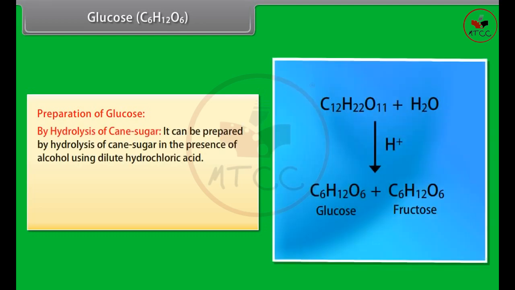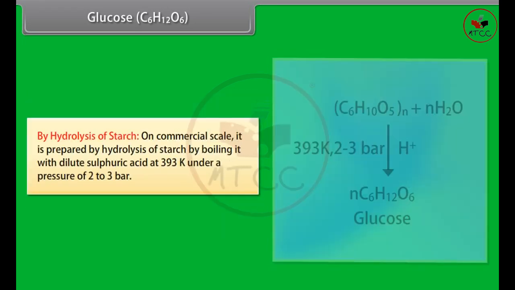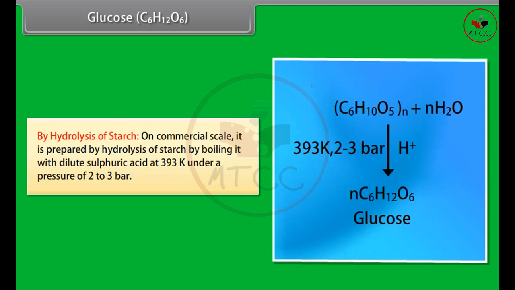It can be prepared by hydrolysis of cane sugar in the presence of alcohol using dilute hydrochloric acid. Glucose and fructose are formed in equal amounts. Glucose is less soluble in ethyl alcohol than fructose, so it crystallizes out. By hydrolysis of starch. On commercial scale, it is prepared by hydrolysis of starch by boiling it with dilute sulfuric acid at 393 Kelvin under a pressure of 2 to 3 bar.